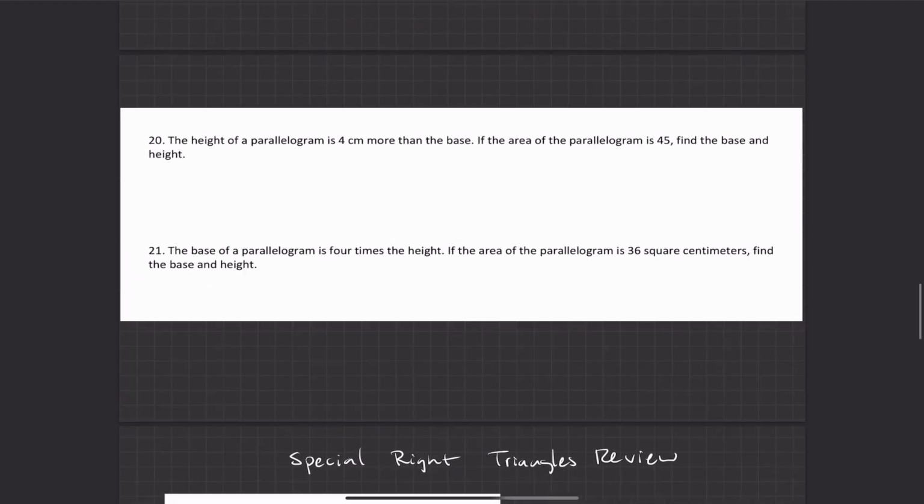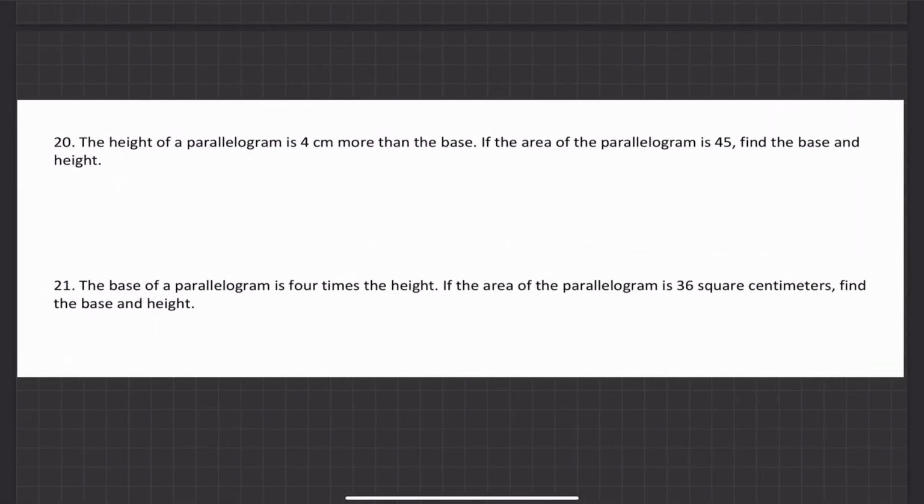Next problem, number 20. Okay, so the height of a parallelogram is 4 centimeters more than the base. If the area of the parallelogram is 45, find the base and the height. Now, we're dealing with the area of a parallelogram. So the area of the parallelogram formula is A equals base times height. Note, it says find the base and the height. That's your goal. We're working backwards, by the way.